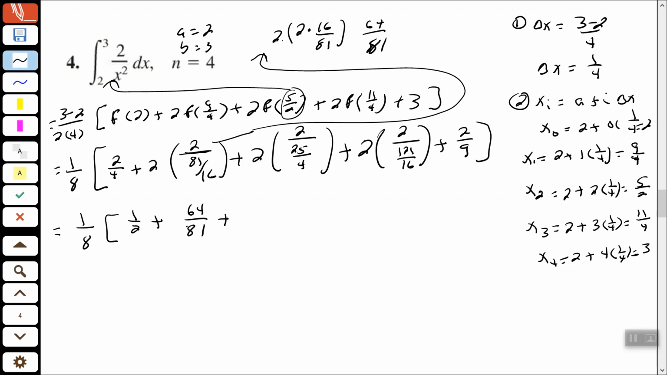All right. So the same thing on the second part, 2 times 4 over 25. And then 2 times 16 over 121. And then 2 over 9. And then you can use your calculator from there, and you should get approximately 0.3352.